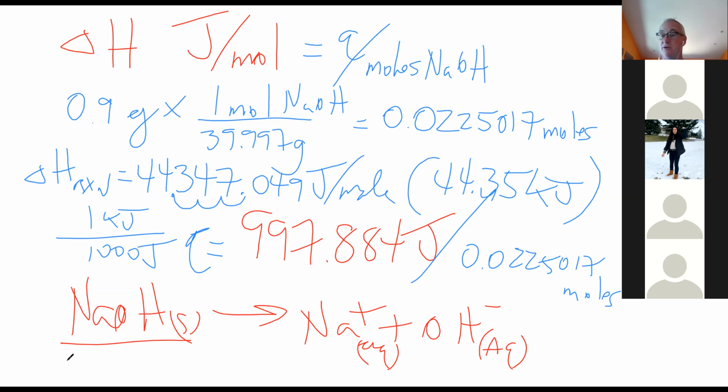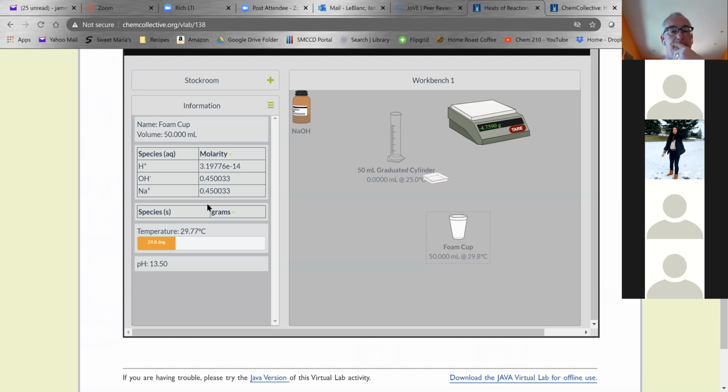So let's do reaction 2. Let's go back to the lab. All right, so now we want to do reaction 2. So now we're also going to use solid sodium hydroxide, but this time we're going to add HCl to it. So I'm going to take my foam cup and empty it.